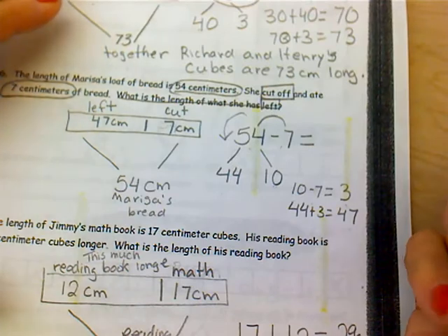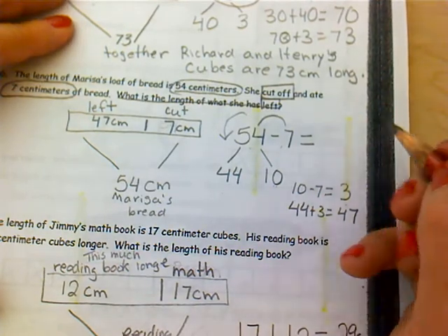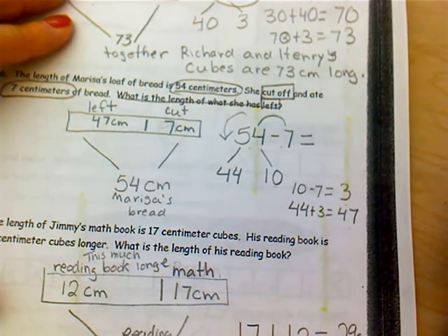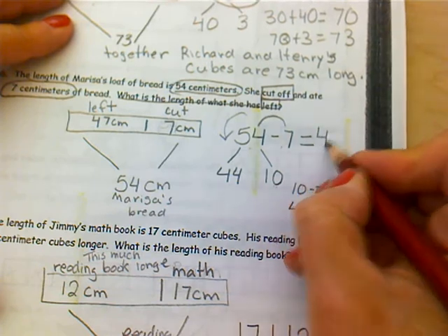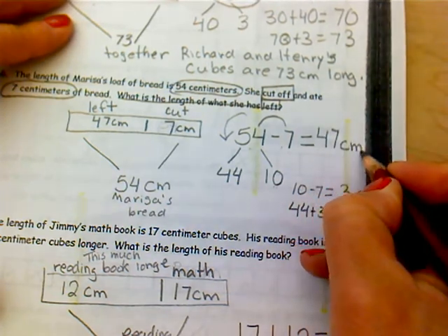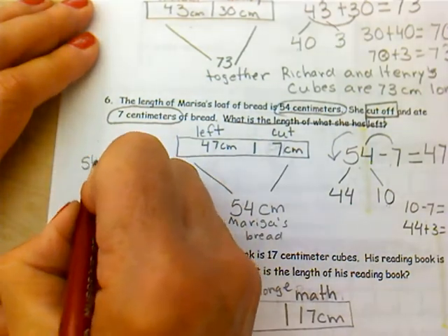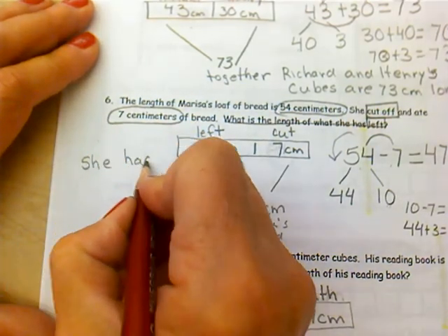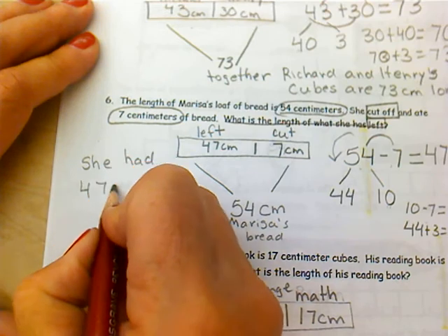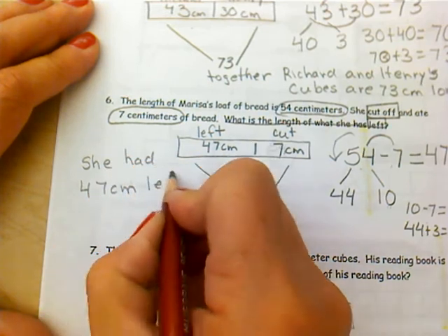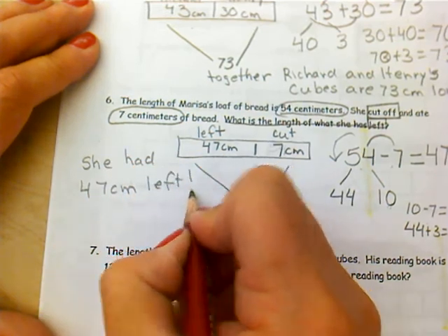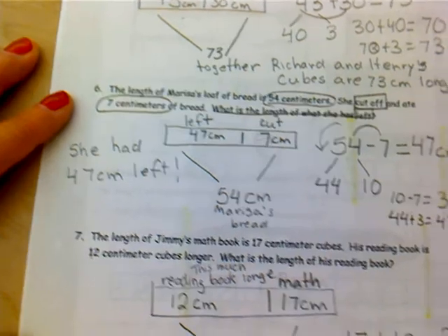So here I have, she had 47 centimeters left after she got finished, and I should write she had 47 centimeters left. Do I always have to write that sentence? I do. She had 47 centimeters left.